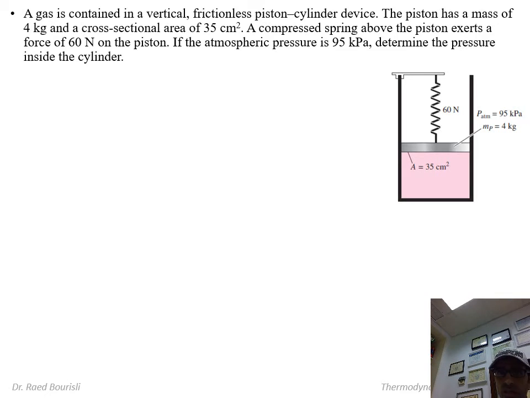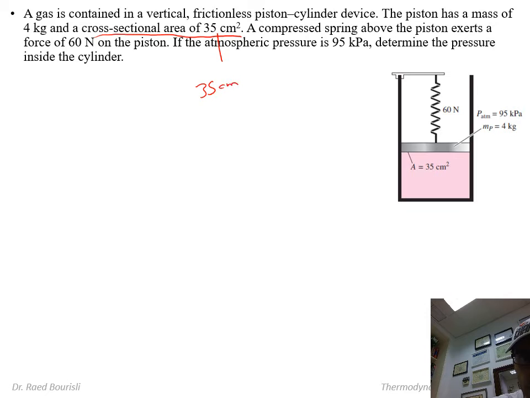So this gas is contained here, and the piston has a mass of 4 kilograms. This is not a weightless piston, so this is mg. So there is a downward force, and pressure is when you divide it by the area of the piston. And a cross-sectional area of 35 centimeter square. So 35 centimeter square is 35 over 100 squared meter square. So this is 0.0035 meter square.